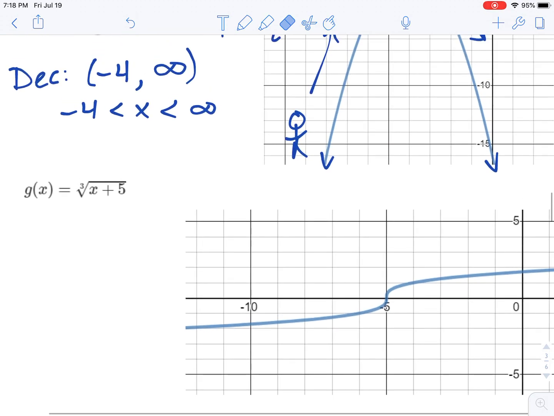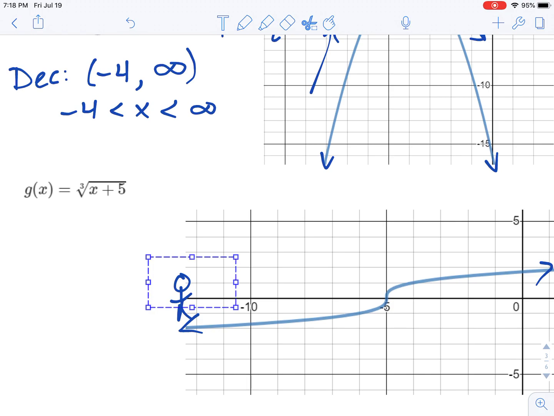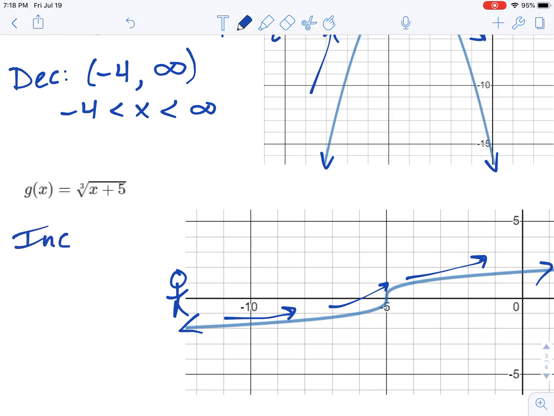For the next example here, very similar. I'm going to draw my little person down. So this person starts on the left side of the graph and then travels this like you would read a book. So travels this way and then that way. So this person is always going up. It's a very slight increase, but we're always increasing. There is no decreasing here. So we can just say increasing forever. You could say all real numbers. You could say negative infinity to infinity.